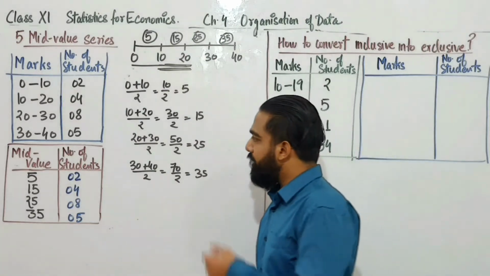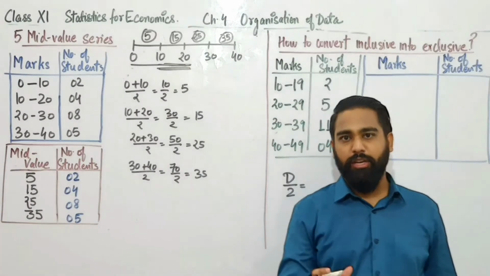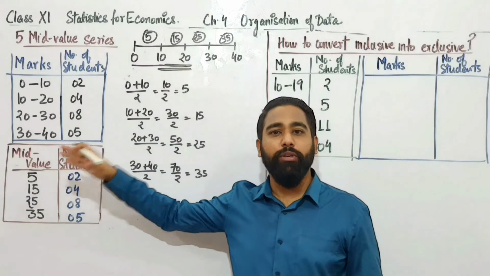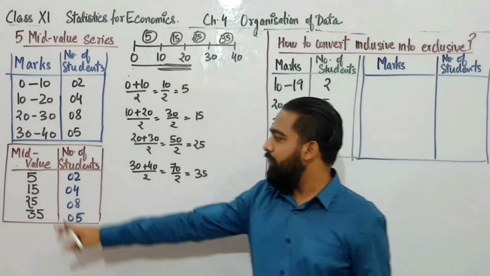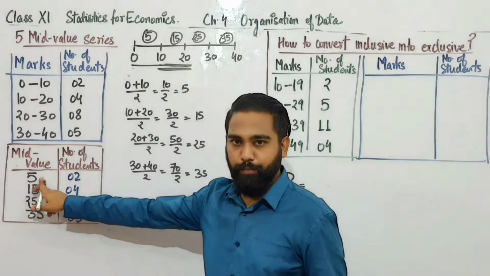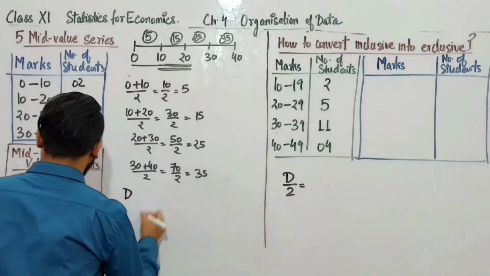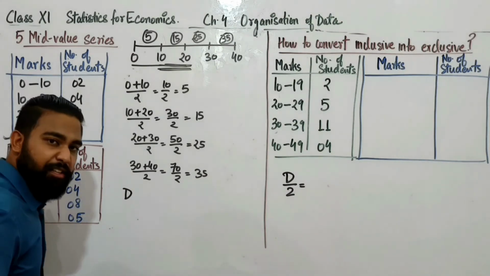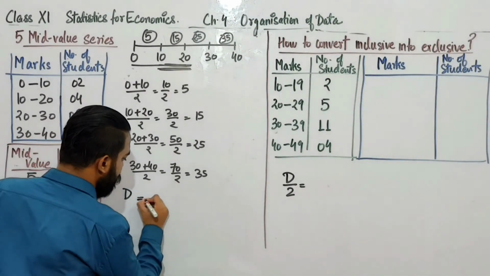Now, what if the reverse question is asked? Suppose in the question you have been given mid-value series and you have to do the numerical. So for that you need to convert it into an exclusive series, right? So to convert it, you just need to get the difference. Difference between any two is 10. 15 minus 5, 10. 25 minus 15, 10. 35 minus 25, 10. So the difference will be 10.